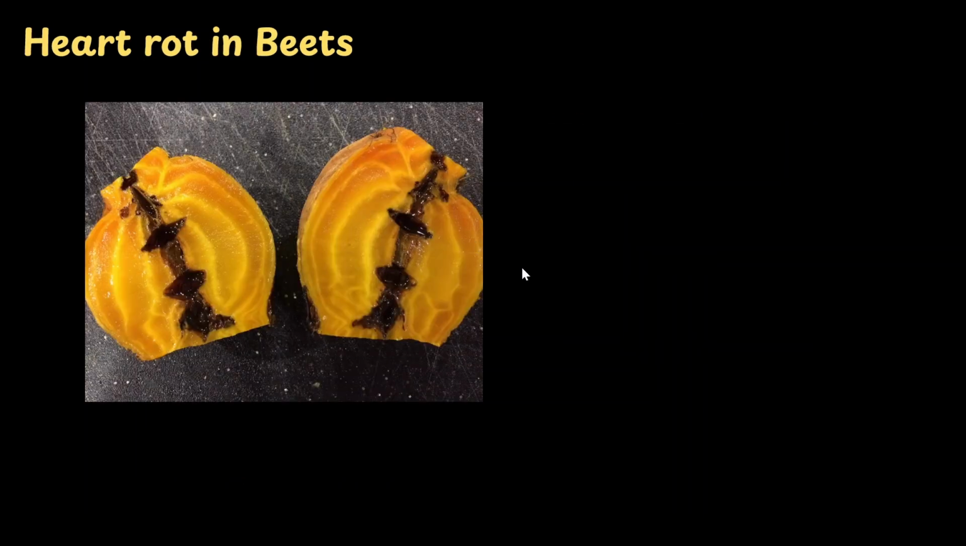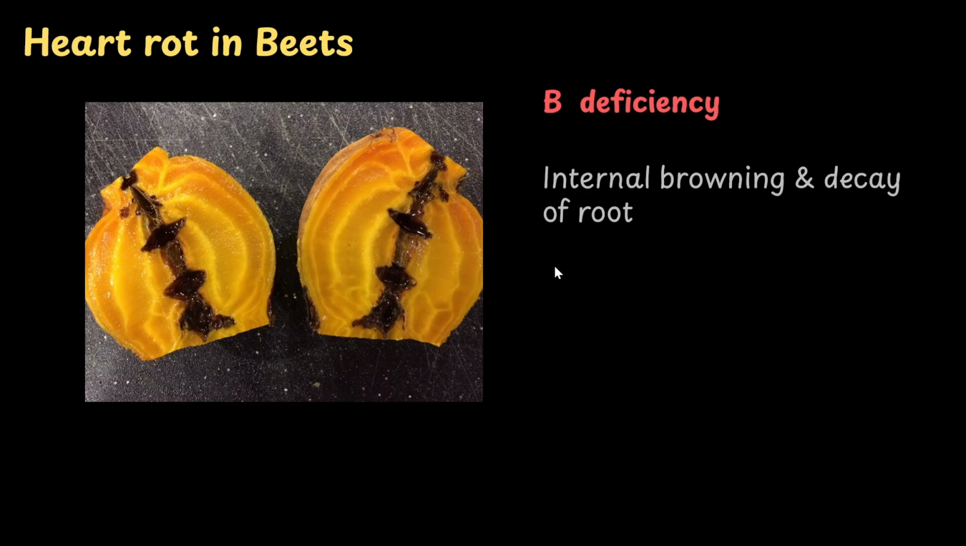Heart rot of beetroot is due to boron deficiency. It leads to the browning and decay of the root part. So, because beets are the root of the plant, you would see these rotting tissues within them. And because the roots are rotten, it leads to the death of the growing plant.